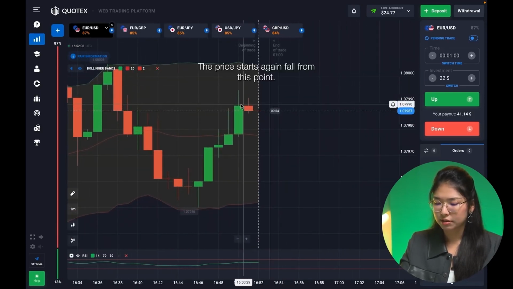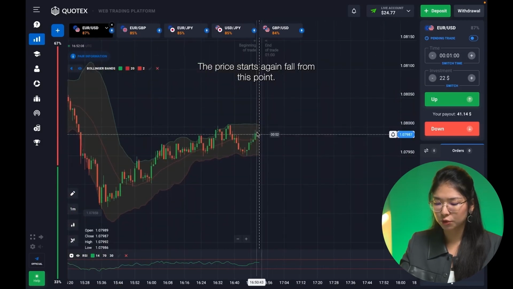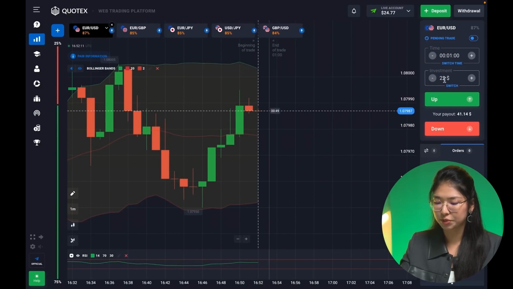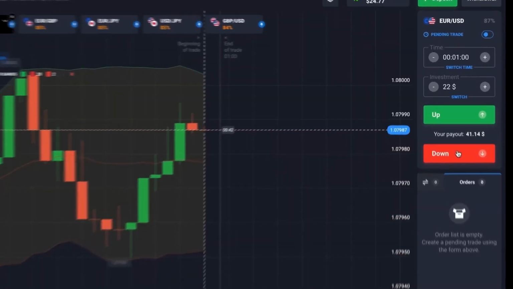The price starts to fall again from this point. The price has stopped at this level, and I want to take my profit from this. So $22 in my investment, and be ready for put option right now.